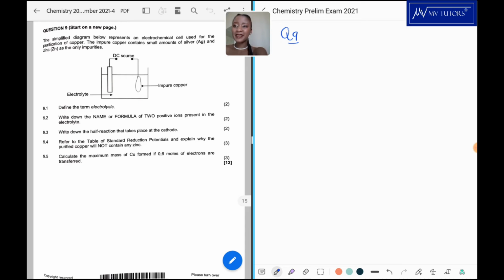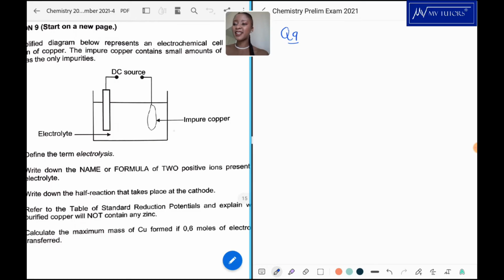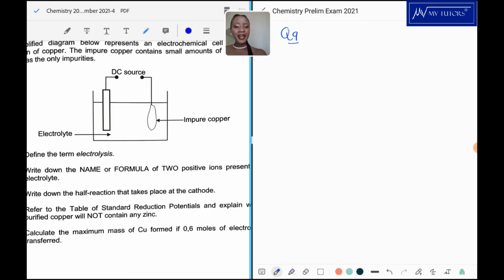Okay guys, so what happens actually here? When you want to purify copper, let me just sketch here so that we can see what's going on. When you have impure copper, there are impurities such as small amounts of silver and zinc. So on the anode, that's where you have the impure copper, and on the cathode, you actually have the pure copper.